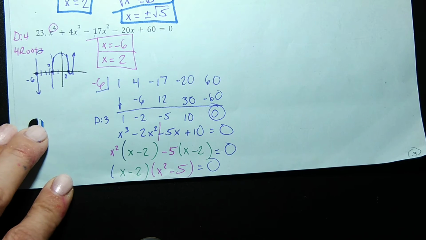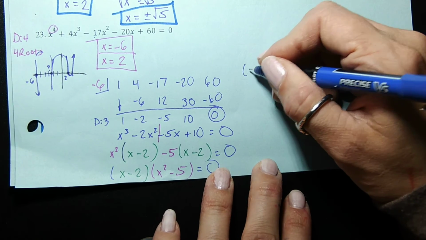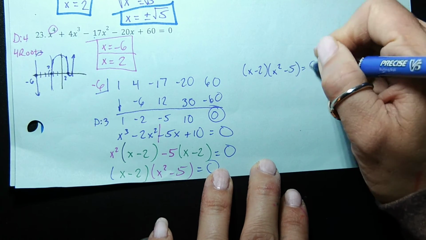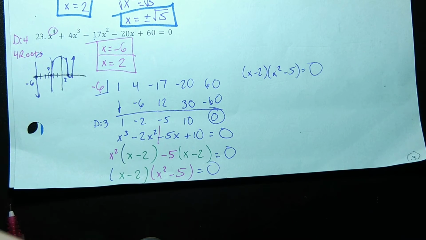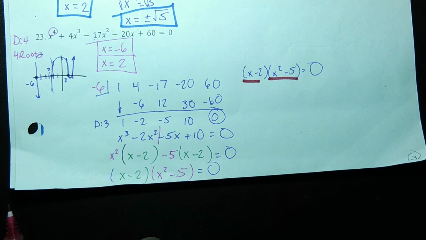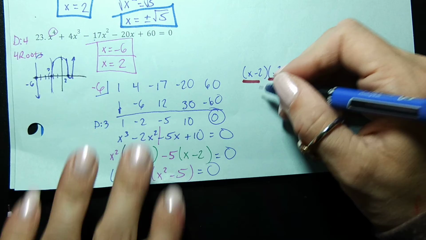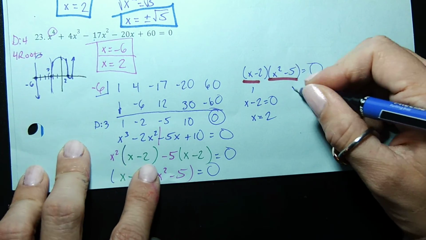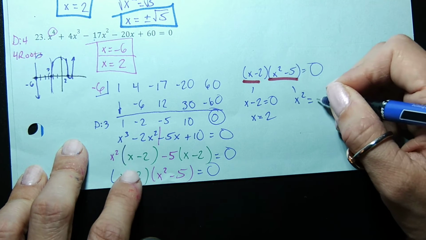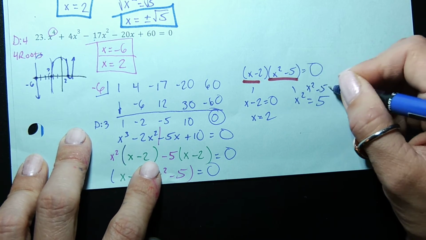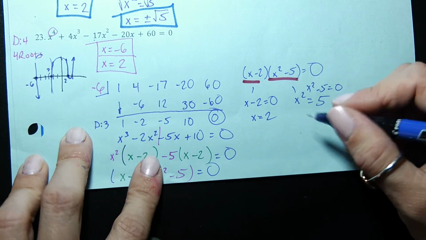All right, folks. So now it's factored. I have something times something equals 0. We can set each of these somethings equal to 0. Now here's what we have to be careful about, folks. How many solutions do I have? We're supposed to have 4. But we only have 2.